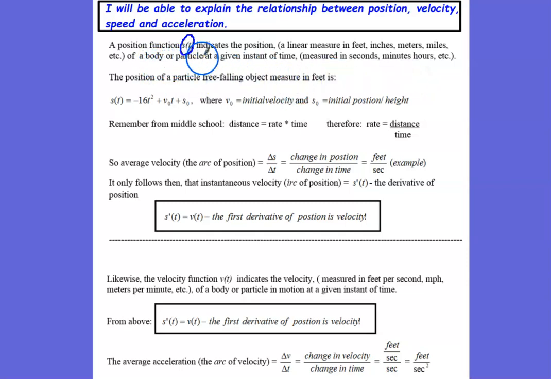It's the position of a body or a particle at a given instant of time, where time is measured in seconds or minutes or hours. The position of a free-falling object. So this is something you looked at when you were in Algebra 2. If you throw an object into the air, its pathway will form a parabolic path. And so for an object with no other forces acting on it other than gravity, the position function is negative 16t squared plus v sub 0 t plus s sub 0, where v sub 0 is the initial velocity. How hard did you throw the object, or how fast is it going at takeoff? The initial position: how high is the object in the air? And so that's a function that you will need to know.